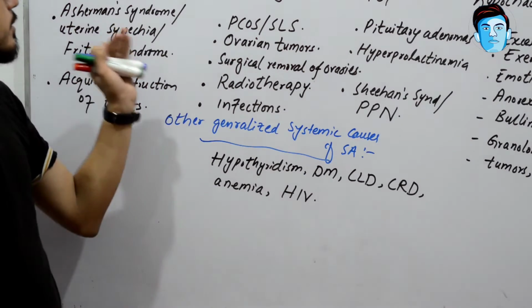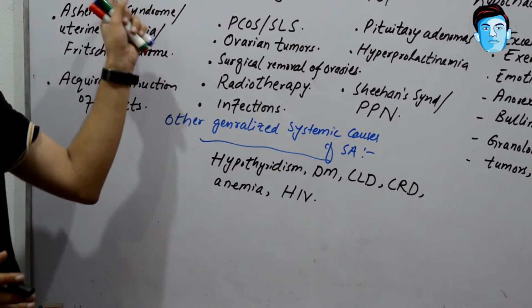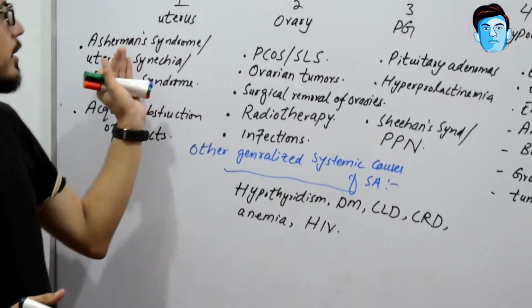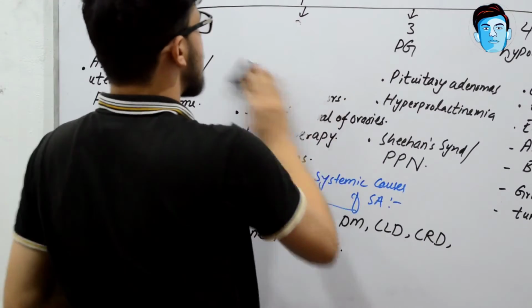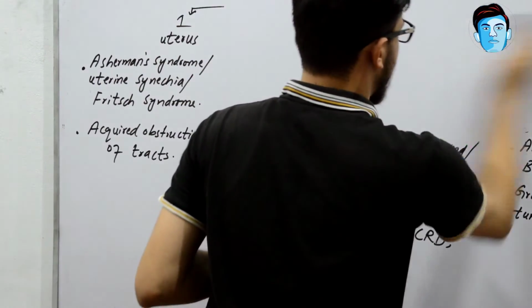Now let's discuss compartment 1, which contains the uterus. The main uterine cause which leads to secondary amenorrhea is called Asherman Syndrome. Now let's talk about Asherman Syndrome. What is Asherman Syndrome? Asherman Syndrome is also called uterine synechia.